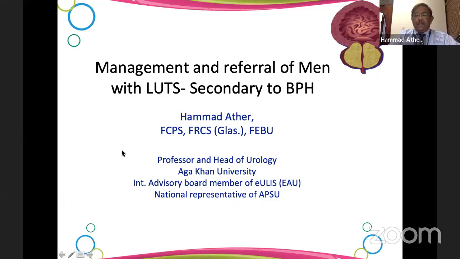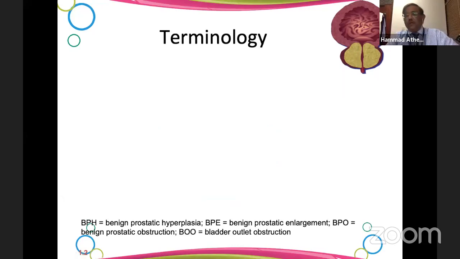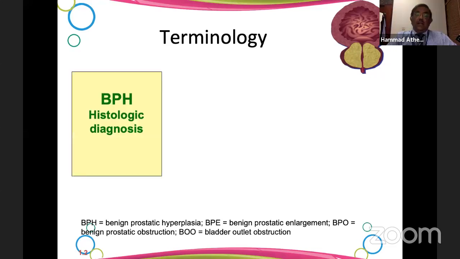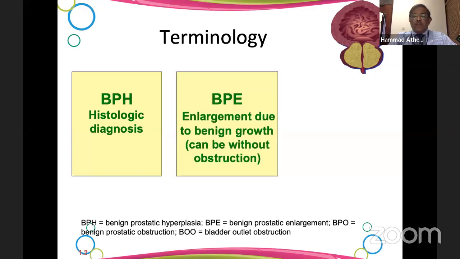Right. We need clarity about the terminologies, and I think this is a misconception that people have, and we need to be absolutely certain what we are talking about. BPH, remember, is a histological diagnosis. It is not something that you make clinically. So there could be a clinical BPH, but it's predominantly a histological diagnosis.